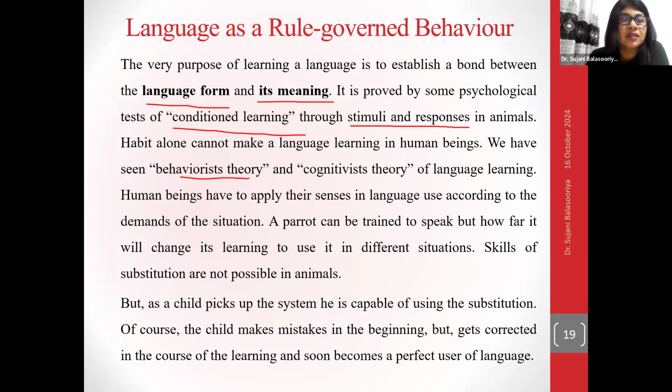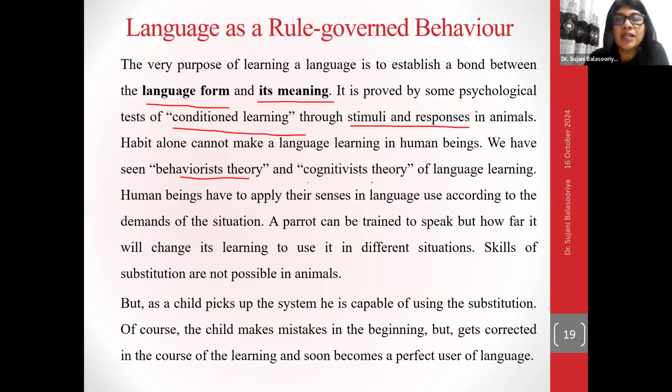And to that we also add habit formation. That means according to behaviorists, the human child acquires language through habit formation. That is one perspective presented regarding first language learning or first language acquisition. So that is one aspect. We have discussed these theories earlier, but here also we are meeting them. Yes, we are talking about the rule governed nature of language.